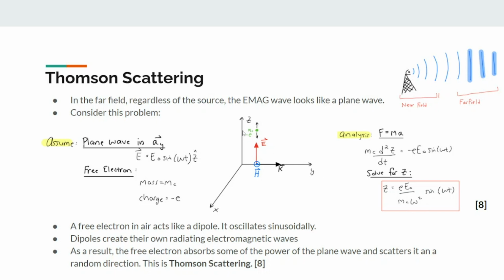If we solve for z by integrating both sides, we get this. We can see that the motion in the z direction of this free particle is sinusoidal. Because of this, we know that it looks like a dipole. A dipole that is moving sinusoidally, like I said before, will emit electromagnetic radiation. Basically it is absorbing the power of this plane wave, and then scattering it in a random direction that's not associated with this propagation constant. So it is losing energy that way.